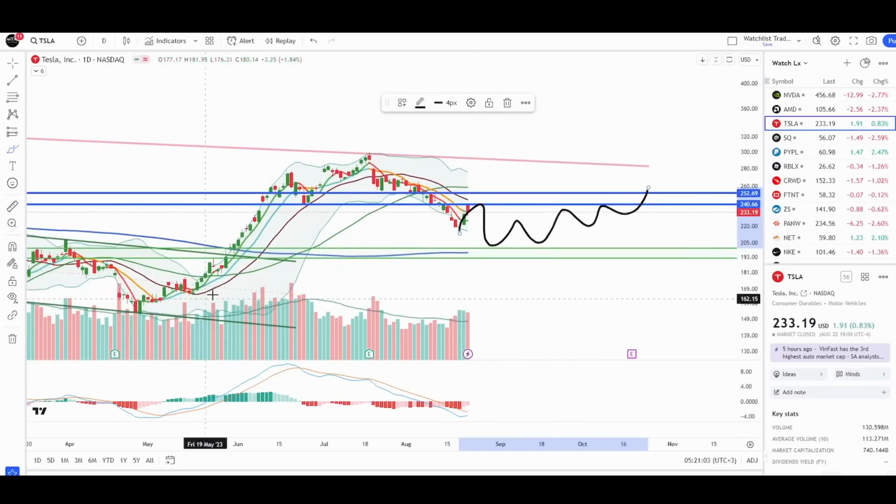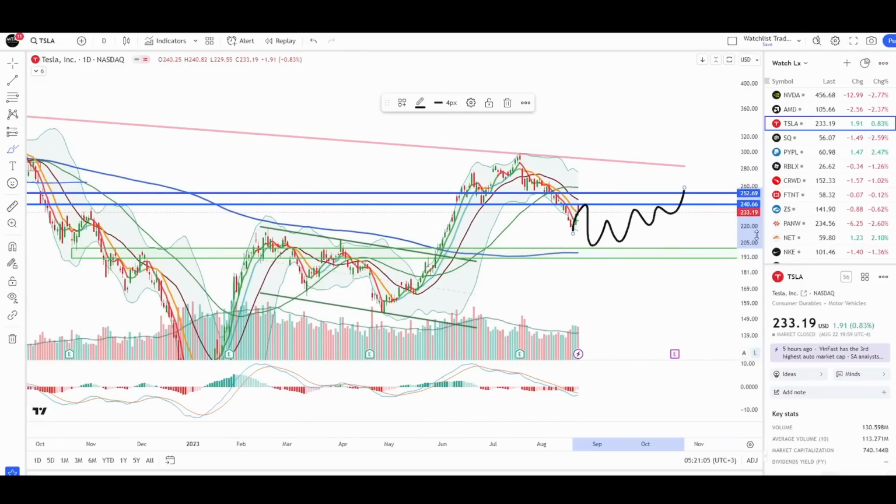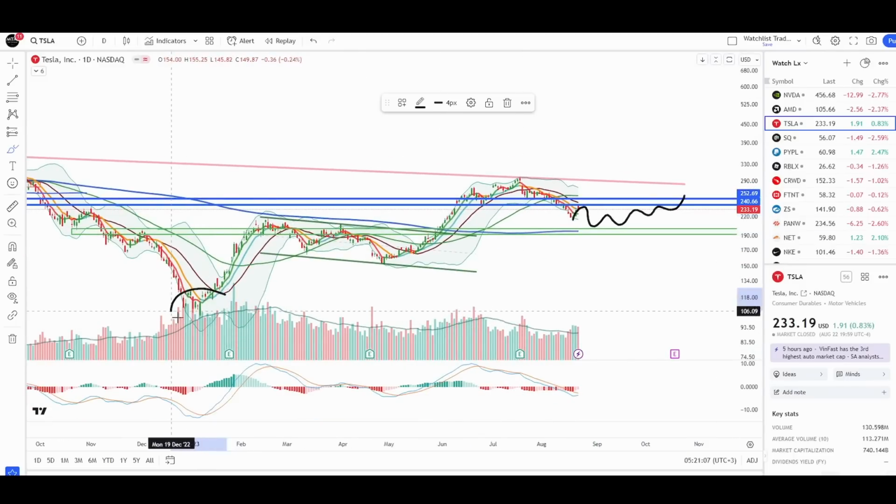Something that looks more like this, right? More slow and steady. Not these very quick rebound moves. These tend to be counter trend moves, not the actual bottom.